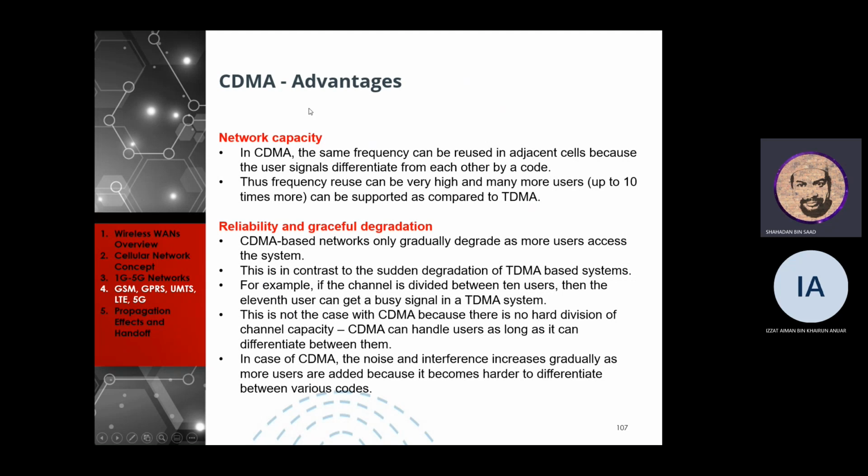Alright, so for CDMA advantages, network capacity in CDMA: the same frequency can be reused in adjacent cells because the user signals are differentiated from each other by code. So the frequency reuse can be very high, and many more users, up to 10 times more, can be supported as compared to TDMA. Then reliability and graceful degradation.